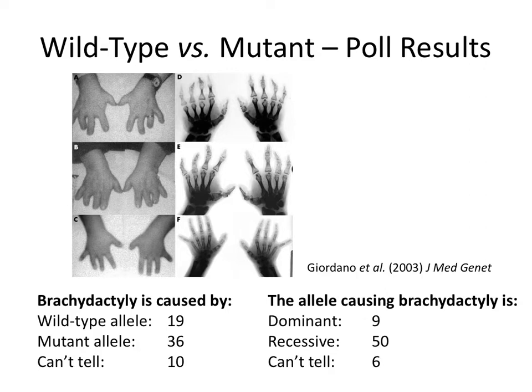I'm going to take the temperature in the class right now. Does anybody want to change their vote? What is brachydactyly caused by, a wild type or a mutant allele? So is it? How do you decide?